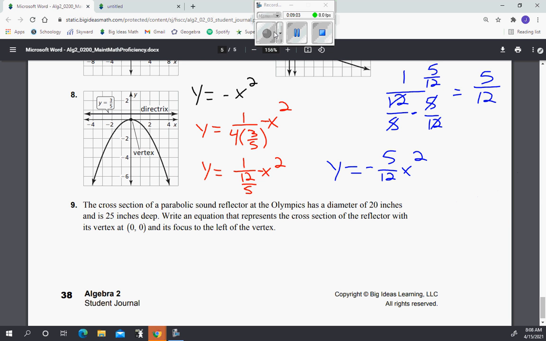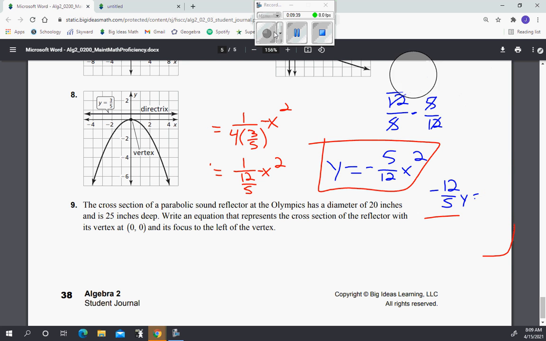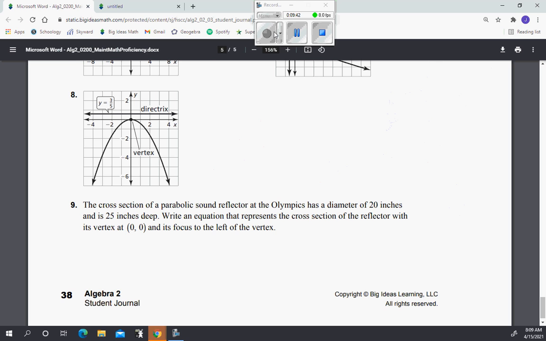And the book wants to solve for x squared, so they get negative 12 over 5y equals x squared. Don't know why they like solving for the squared. We never really use that. Okay, so I'm okay if you just leave the answer like this. And if you want to get rid of the fraction, multiply by 12 on both sides. 12y equals negative 5x squared. Yeah, I'm okay with either answer. Alright? That is all. That is it for chapter 2.0.